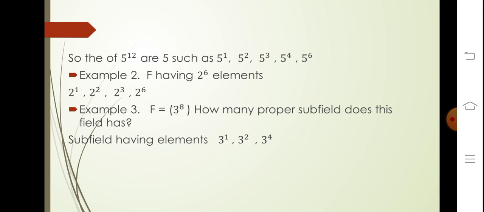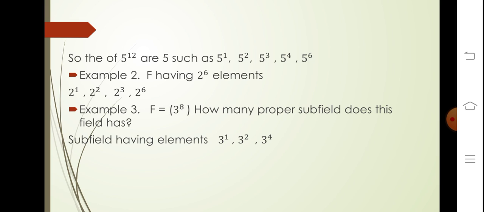Another example, F having 2 raised to the power of 6 elements. So the answers are 2 raised to the power of 1, 2 raised to the power of 2, 2 raised to the power of 3, and 2 raised to the power of 6.